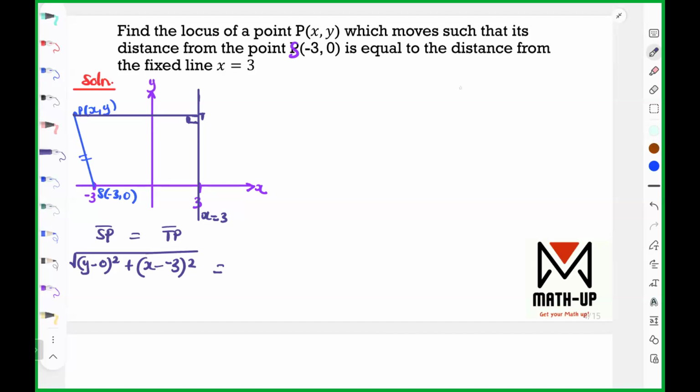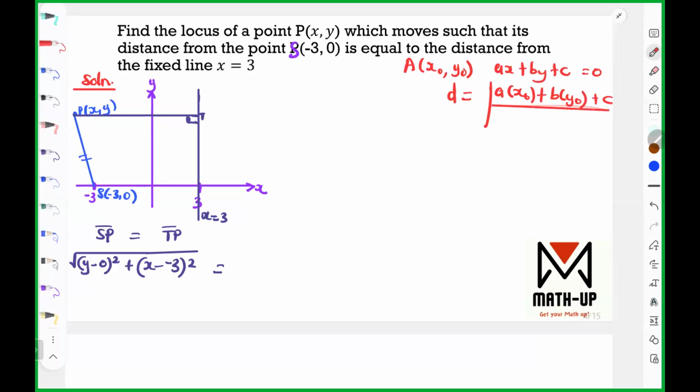Let me just quote it here. If I'm getting the distance between the point P(x0, y0) and the line ax plus by plus c is equal to 0, that distance is equal to the magnitude of a times x0 plus b times y0 plus c, out of the square root of a squared plus b squared. That's the formula I'm going to use for distance TP.